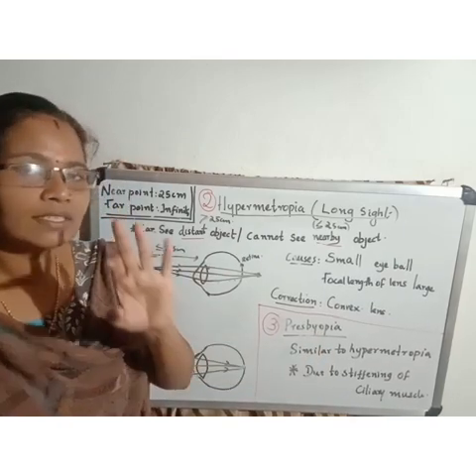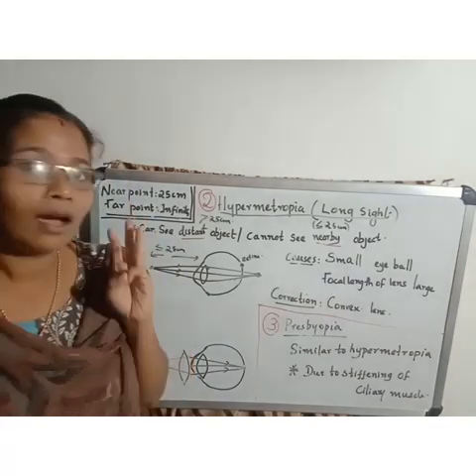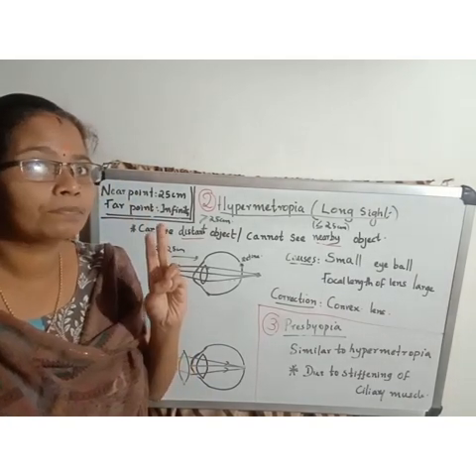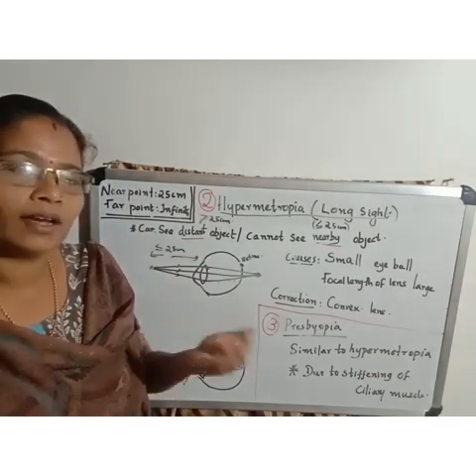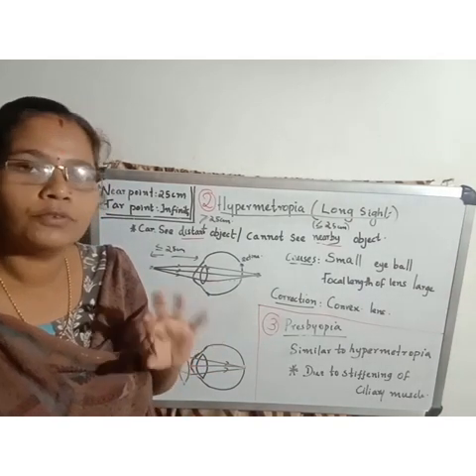So we discussed three defects: myopia, hypermetropia and presbyopia. Myopia and hypermetropia are just the reverse of each other.